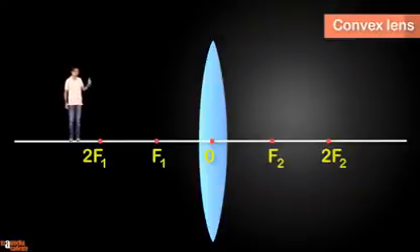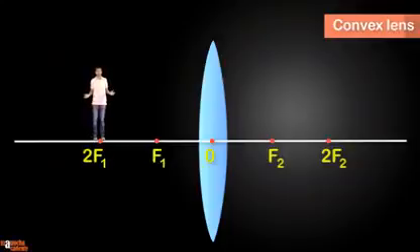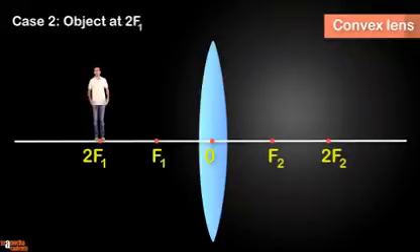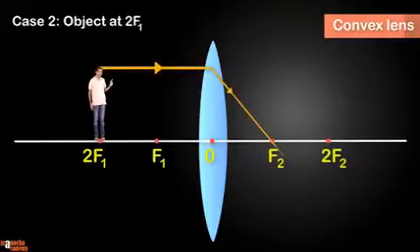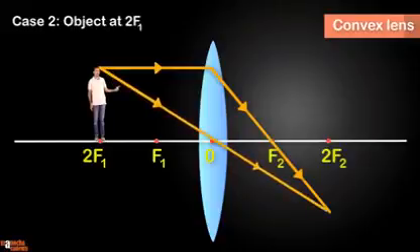Now let me walk closer to the lens. I'm going to stand at 2f1 for our case 2. Once again, we need to use 2 out of the 3 rules. For the first ray, let's use rule 1. The ray of light parallel to the principal axis after refraction passes through the focus of the lens. For the second ray, we can use rule 2. The ray passing through the optical center of the lens goes straight through, undeviated.